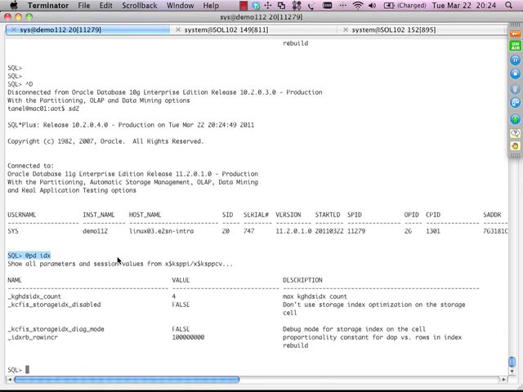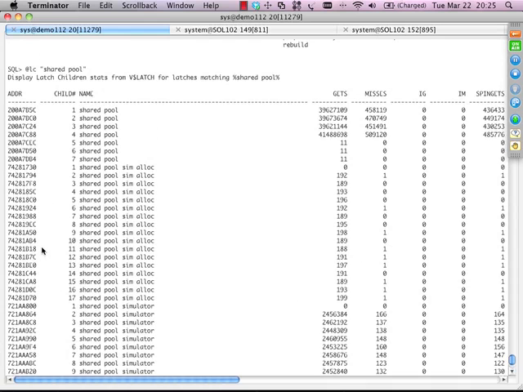I just logged on to a different database of mine where this is 4. I've actually manually set it to 4. So this is how many shared pool subheaps we have. And you see, we still have 7 shared pool latches, so this is actually hard-coded into Oracle, but 4 of them are used. So we see that we have 4 subpools.